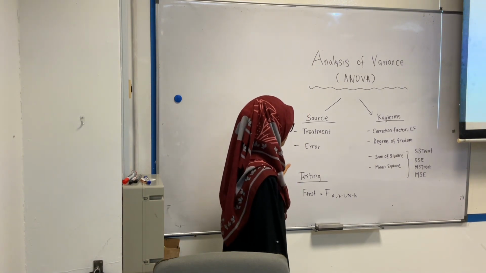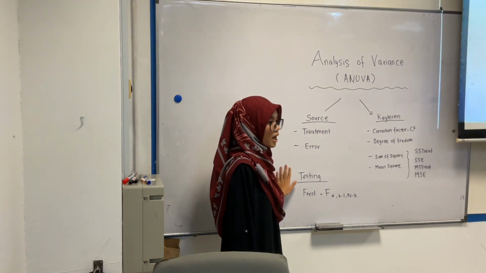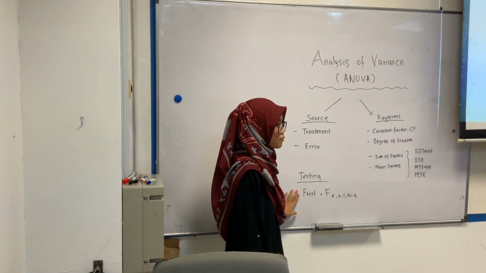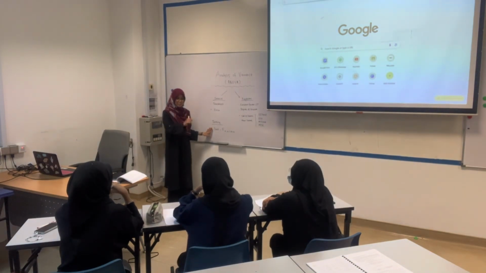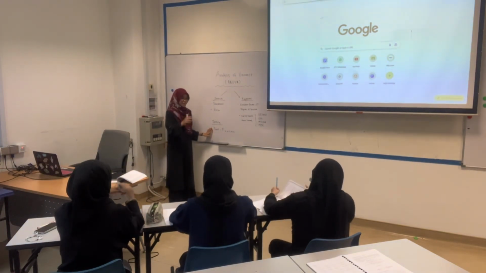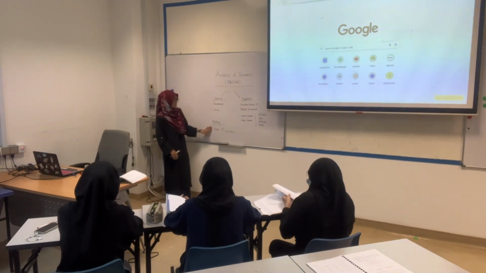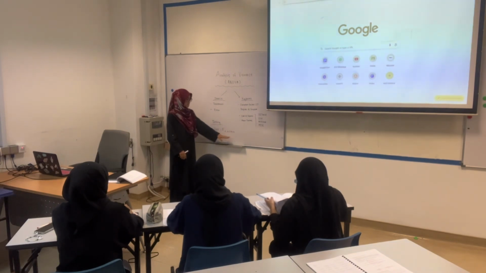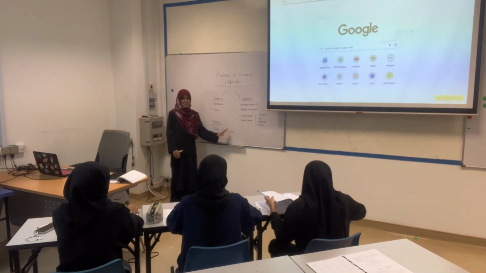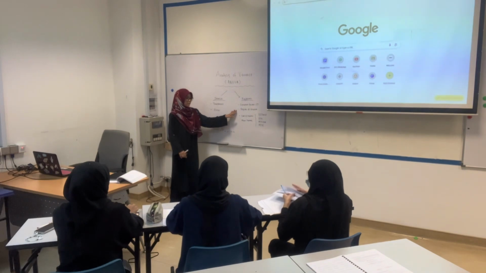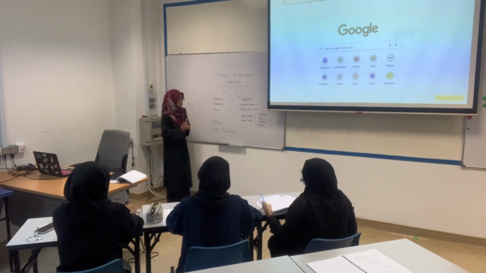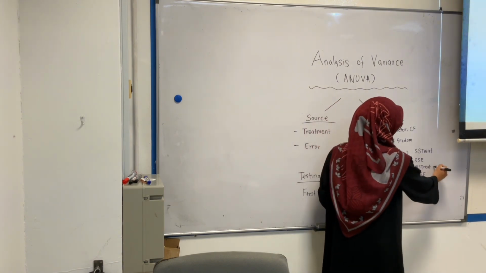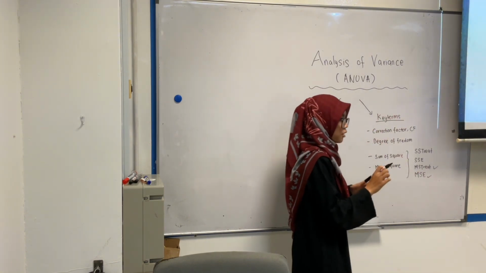In ANOVA also, we need to test the hypothesis. We should test using the F test, which students can refer to in table 9 from the textbook. Also, for the F test, we use F alpha, K minus 1 and N minus K. K minus 1 and N minus K, we get from the degrees of freedom. For F computation, we get it by dividing MST by MSE.